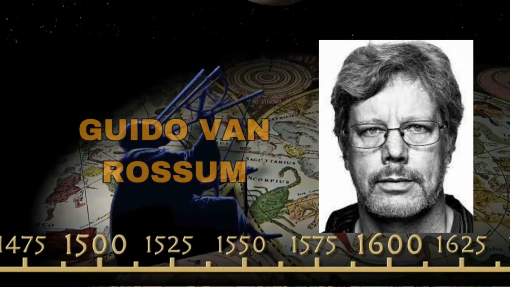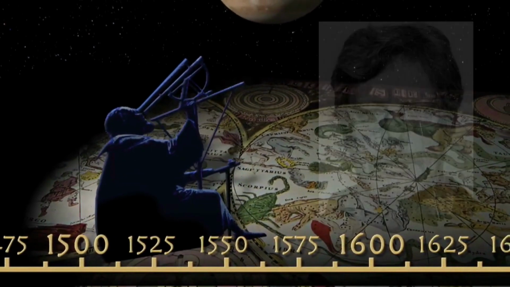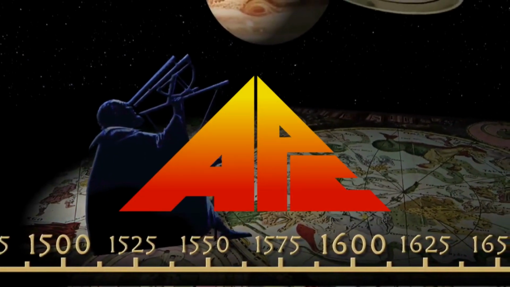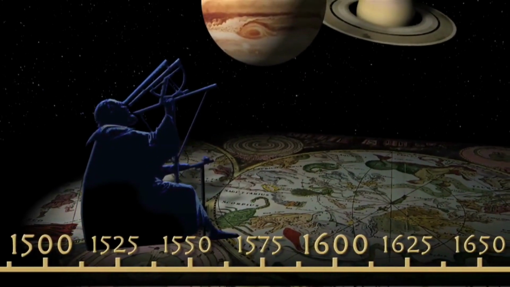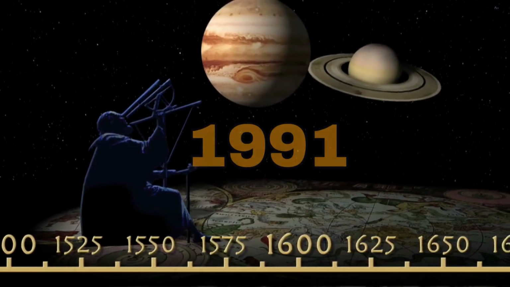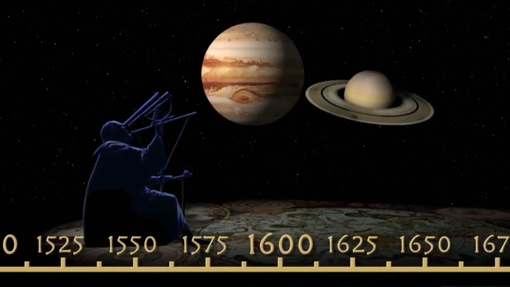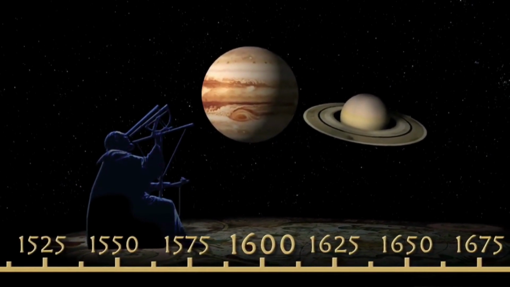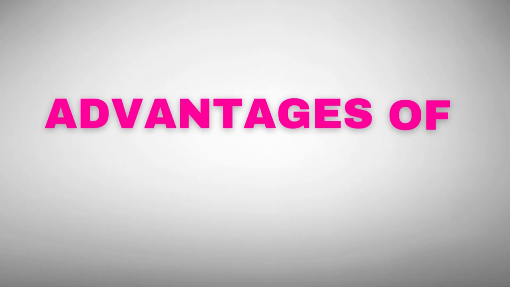History of Python. Python was created by Guido van Rossum in the late 1980s as a successor to the ABC programming language. Its name comes from the British comedy group Monty Python. Python was first released in 1991 and quickly gained popularity among developers due to its simplicity and ease of use.